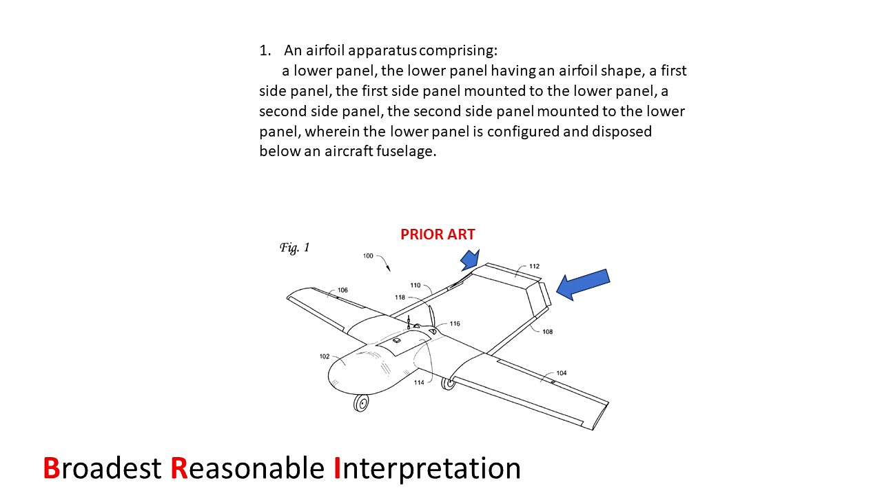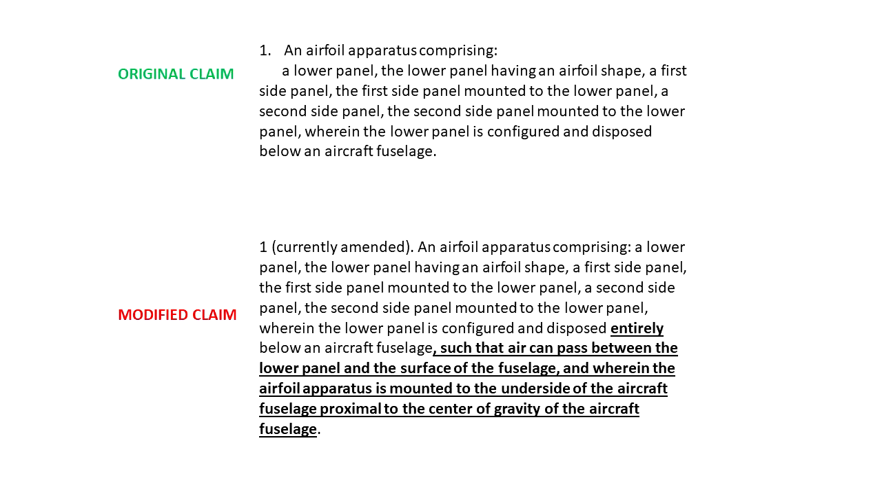A common approach to receiving an office action like this is to make a modification to the claim to narrow it enough so that the claim no longer could describe the prior art. So here is a modified claim. Note that it now clarifies that the lower panel is entirely below the aircraft fuselage. That is the most important part of the claim amendment, as the Colton reference clearly did not show that.